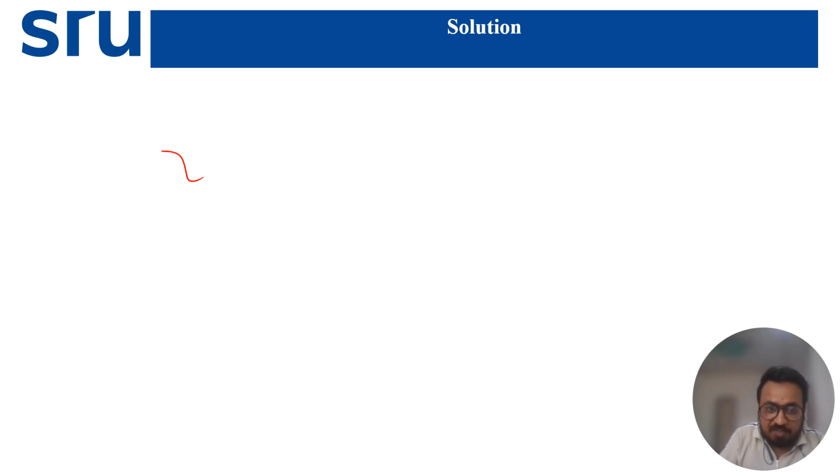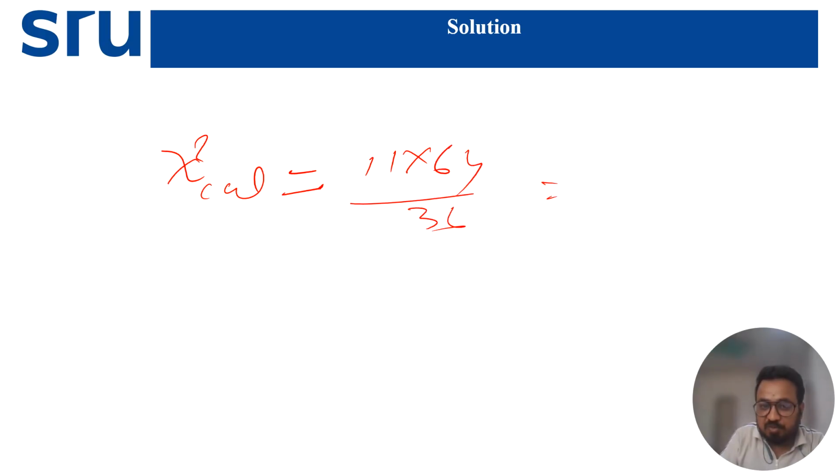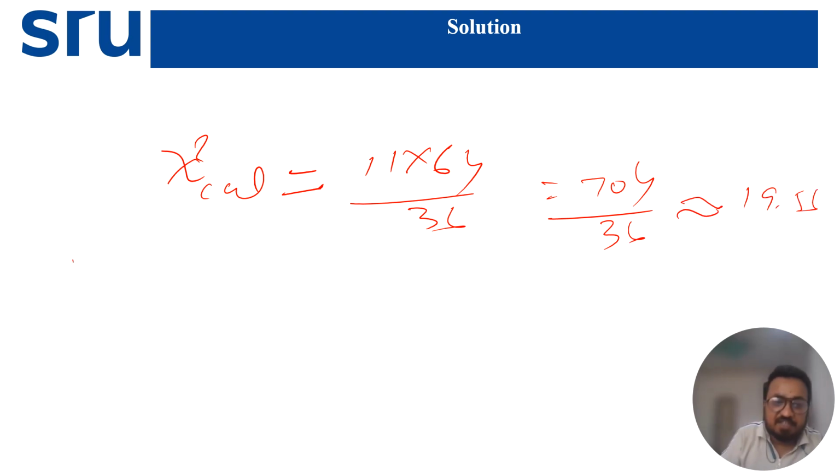Chi-square calculated value is equal to 11 into 64 by 36. So this is equal to 704 by 36, and this is equivalent to 19.56. In step 3, we will find the critical value, chi-square alpha, n minus 1.